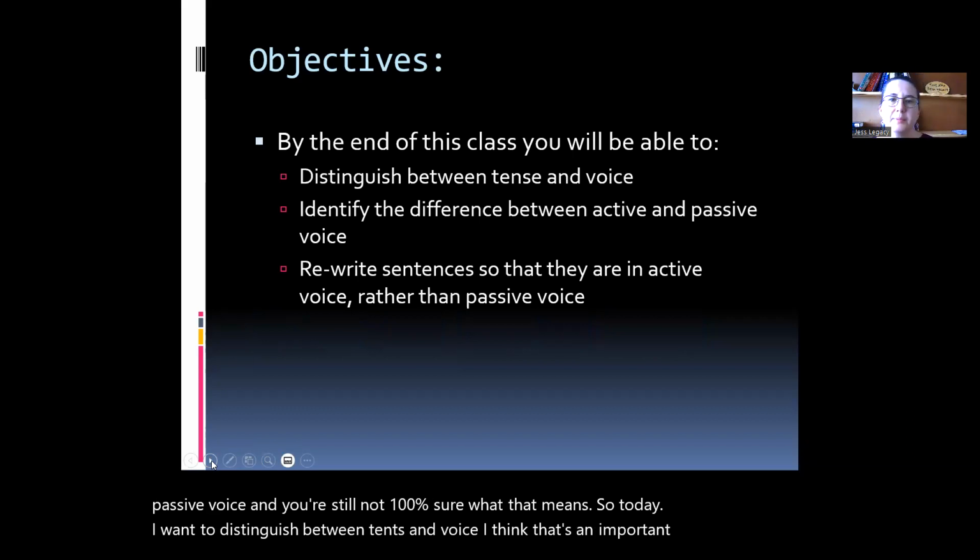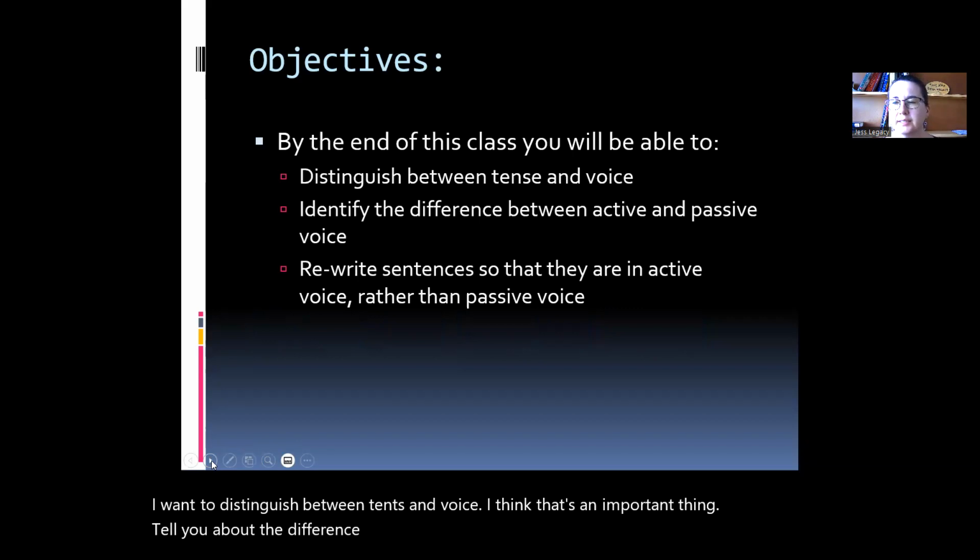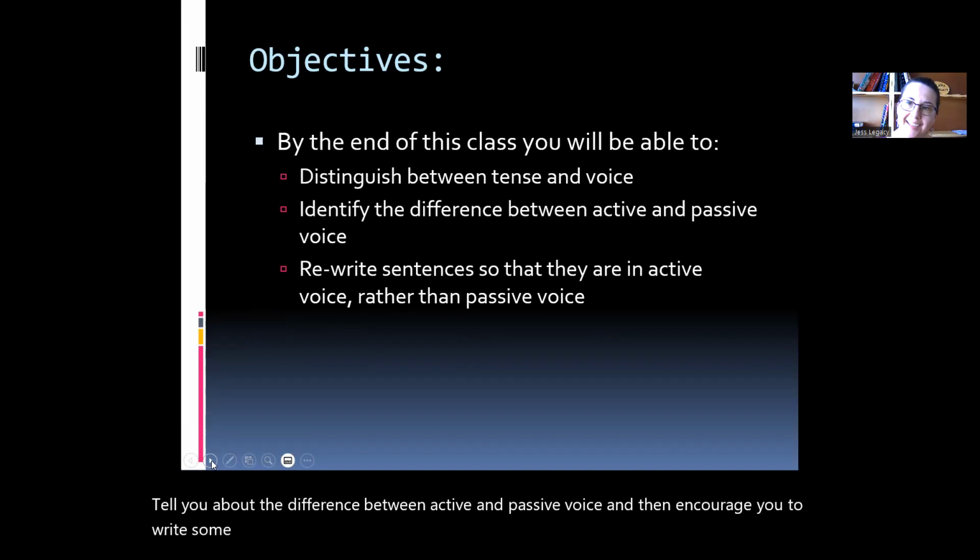Tell you about the difference between active and passive voice, and then encourage you to write some sentences in the active and in the passive voice so that you can start to understand the difference.